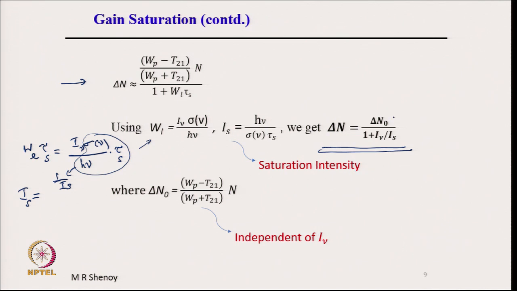And what is delta n 0? Delta n 0 is everything which was in the numerator, that was here. So this was delta n 0. Note that delta n 0 does not contain I nu, or delta n 0 is independent of I nu. I nu is the intensity of the radiation passing through that medium or atomic system, and Is is called saturation intensity. Why it is called that, we will see in a minute.